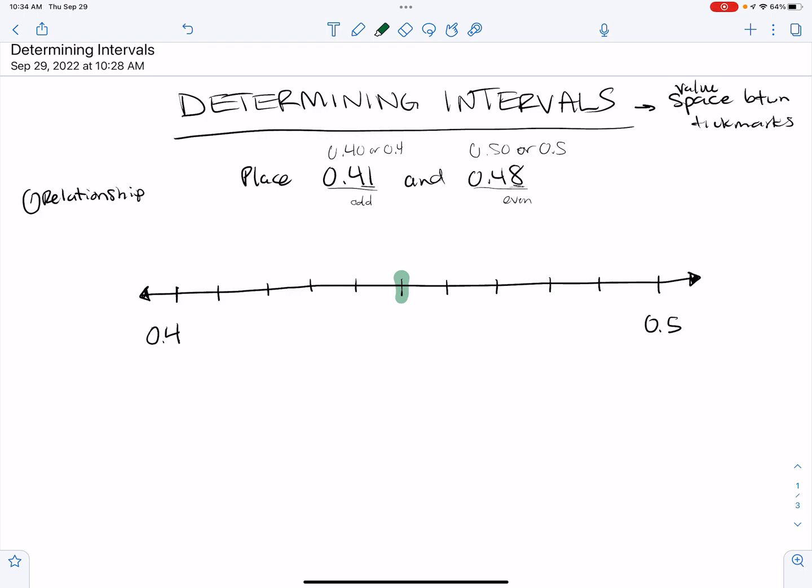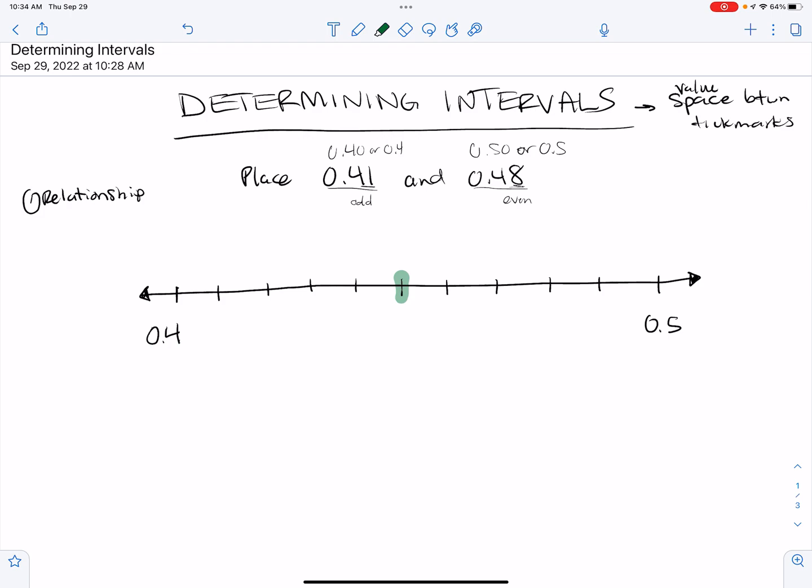So now that we have this here, because we're counting between 4/10 and 5/10, I can't use an interval of 1/10, because if I did that, 1/10 would get me right from 4/10 up to 5/10. So I need something smaller than a tenth.